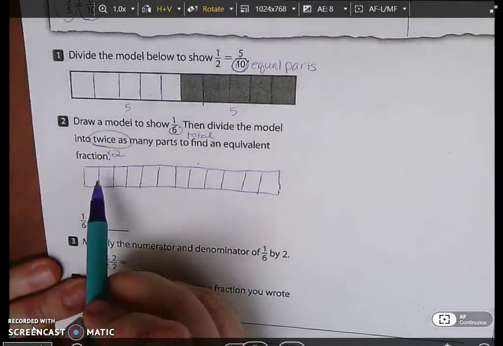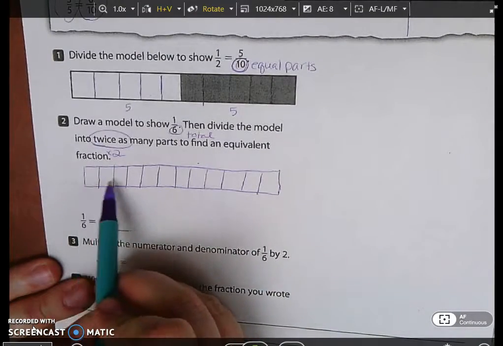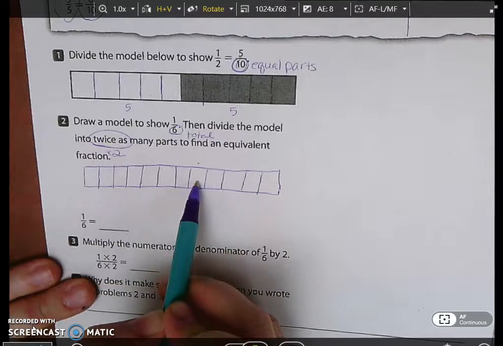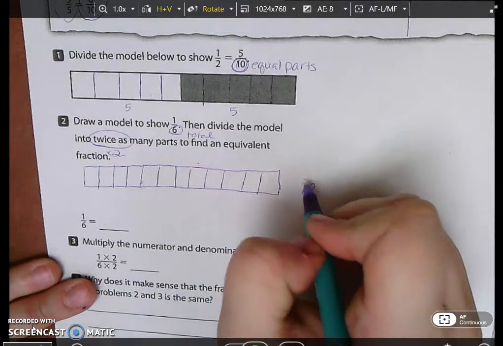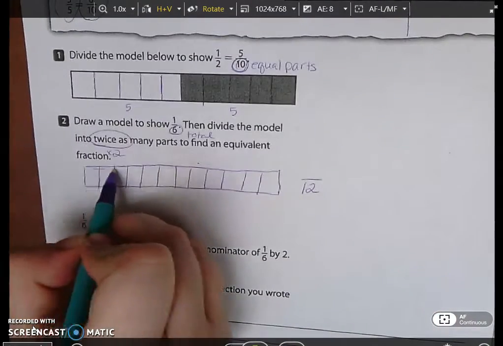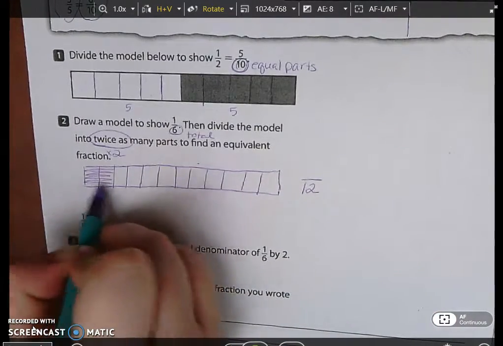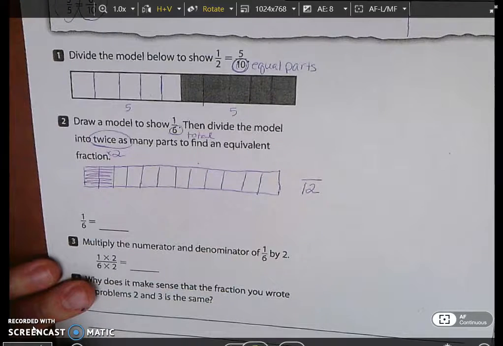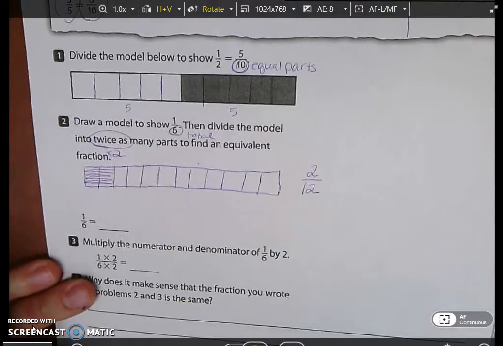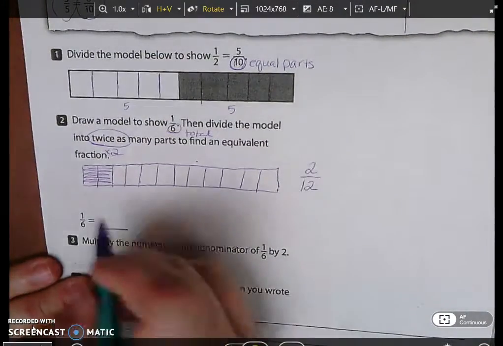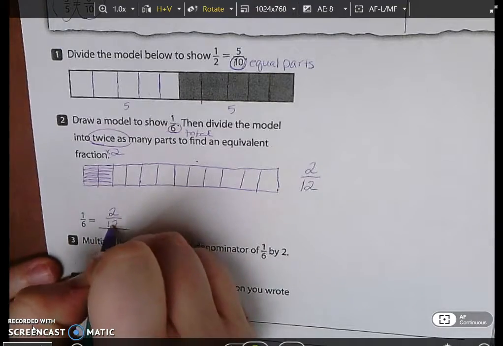So now, if I count up my total pieces, I've got 1, 2, 3, 4, 5, 6, 7, 8, 9, 10, 11, 12. And before, I should have shaded in 1/6. And so now, that would equal 2/12. So that would be an equivalent fraction. So 1/6 equals 2/12.